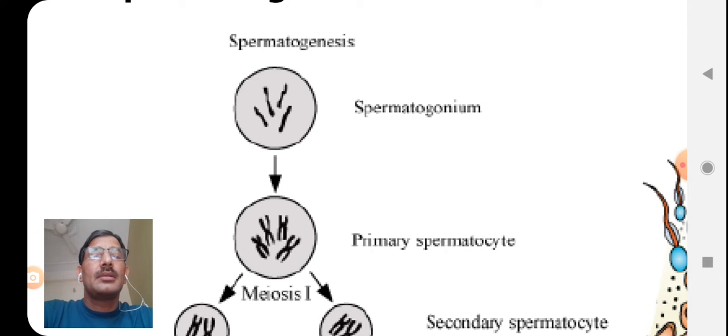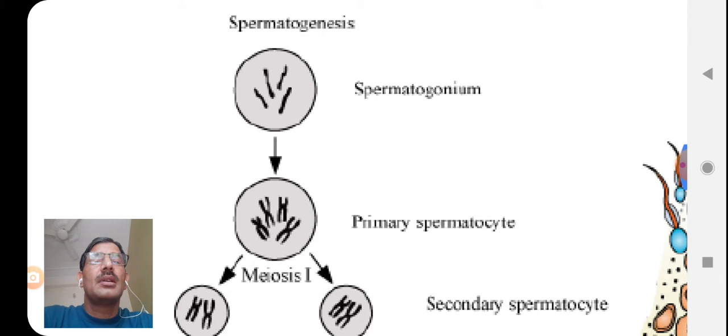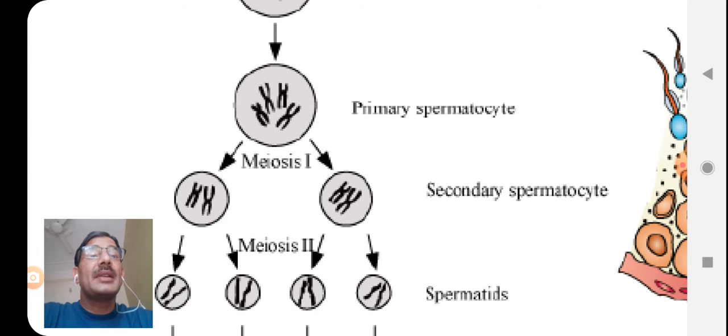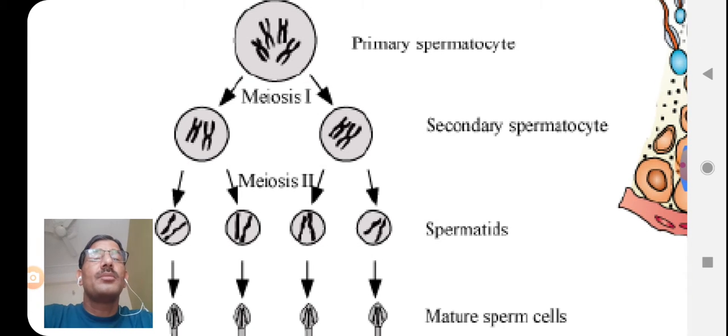Spermatogonia are diploid cells. They undergo mitosis and form primary spermatocytes. So primary spermatocytes are also diploid cells. Primary spermatocytes divide by meiosis first, actual reduction division, and form two haploid secondary spermatocytes, and this division is equational division, and cytokinesis is also equal, because in oogenesis we'll see unequal cytokinesis.